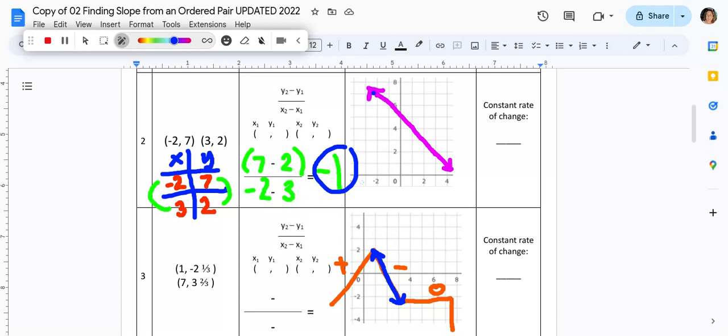Okay, so that is one way that you can solve these problems, finding slope from an ordered pair. Again, I suggest putting it into a table. Make sure that you ask questions if you are still unsure of what to do.